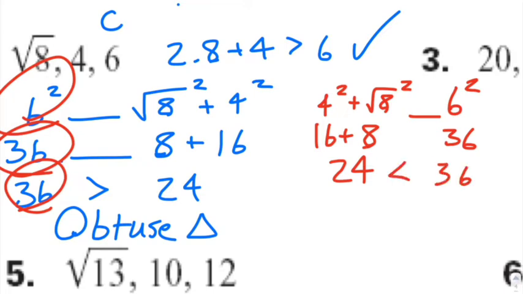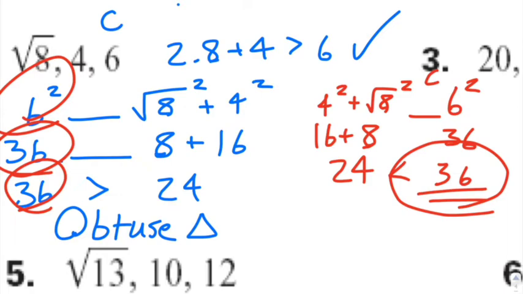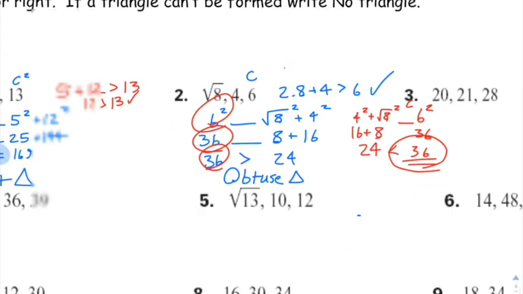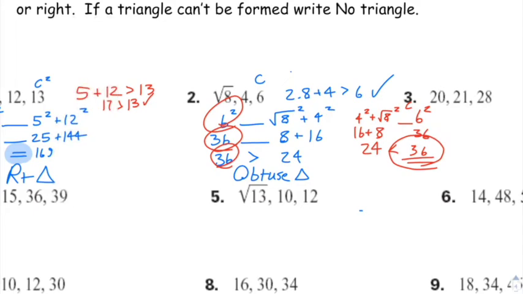Notice here we're going to say that the sum of the sides is less than the c squared side. So what I usually do is determine what's the c squared side. The c squared side, that's over here on the right. If that's bigger, obtuse. If that's smaller, you have an acute, no matter which way you write it. So just identify where that c squared side is, determine is it bigger or smaller, and then go from there.